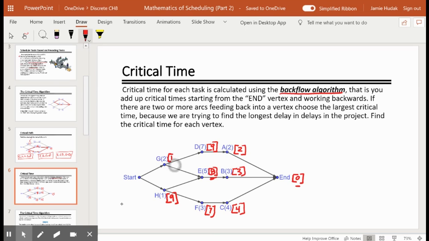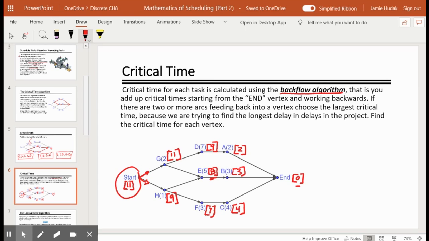Now I just want to fix this. This is an 11. Now that we have all these critical times, we can say which critical time we should put by the start vertex. That critical time is 11. That's the largest one connected to start. We saw there were two different arcs feeding back into it. And this tells us that this project can never be completed in less than 11 units of time, no matter how many workers we get on it. And that's because of the chain of events that must take place.